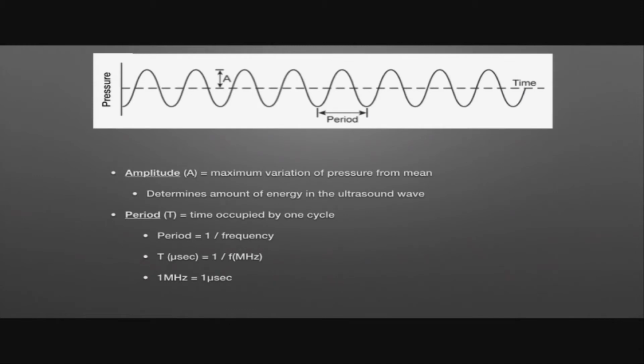If we were to consider an individual sound particle and how that sound particle oscillates over time, we're going to get the variations in pressure. And this is where we get this characteristic sinusoidal movement that you see here in this graph. And as we get the compression and rarefaction, the pressure is obviously changing, and the maximum variation in that pressure from mean is known as its amplitude. And this determines the amount of energy in the ultrasound wave, which is the power and the intensity. And we'll discuss this more later in this lecture and in other lectures.